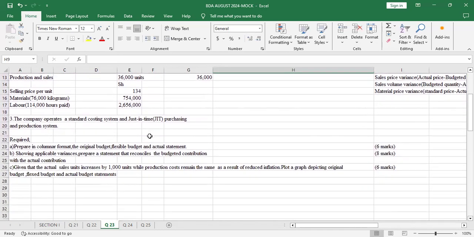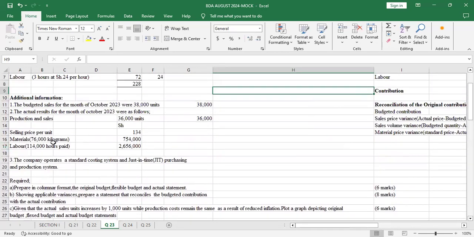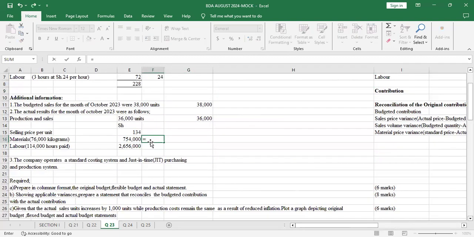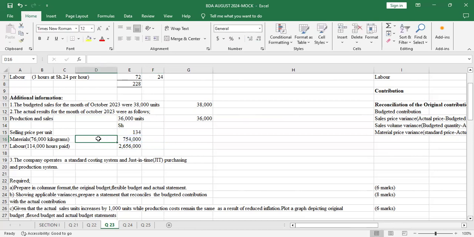Then actual, we are told here under materials, we used 76,000 kilograms at a cost of 754,000. So we have to get the actual cost per kg. So we just take 754,000 and divide by 76,000. Let me put 76,000 there. Then also for hours, let me put 114,000 hours.